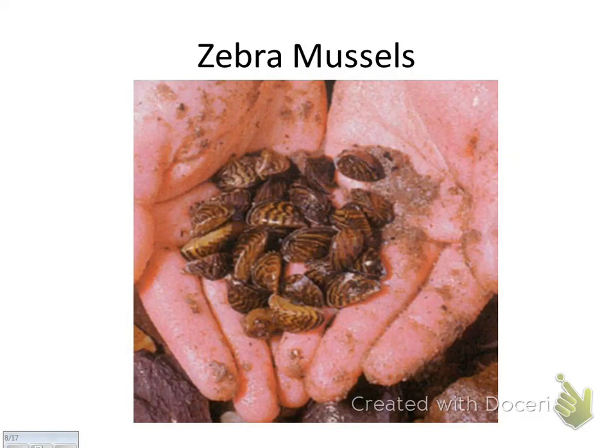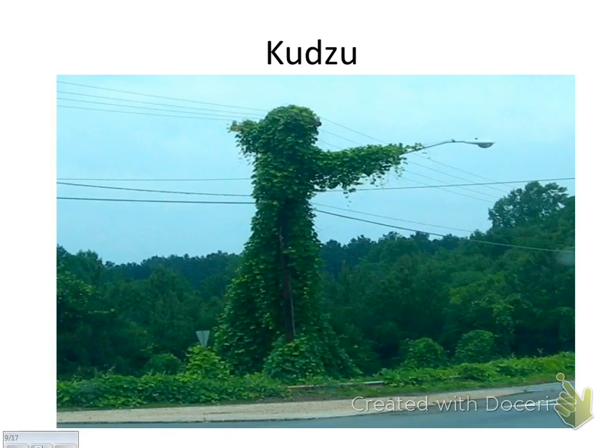So sometimes organisms were brought over here intentionally, and sometimes they were brought over here accidentally. And the zebra mussels was an accident. Kudzu was brought over intentionally from Japan. People thought that kudzu would help with erosion. It was just great in Japan. They didn't have any erosion. But there's no natural predator for kudzu over here.